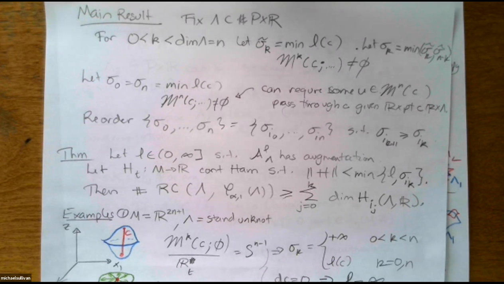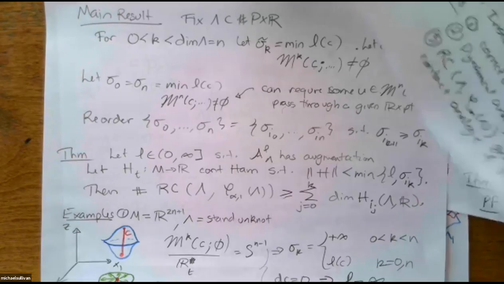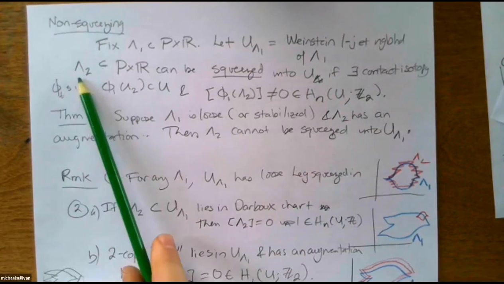Yeah, good idea. Something I should say is that I think that theorem, the last theorem, is true not just for loose Legendrians, but if the Legendrian has trivial DGA. Which is the last theorem again? The squeezing thing. This one. You're saying if lambda 2 has a trivial... No, I think it's if lambda 1 has trivial DGA.